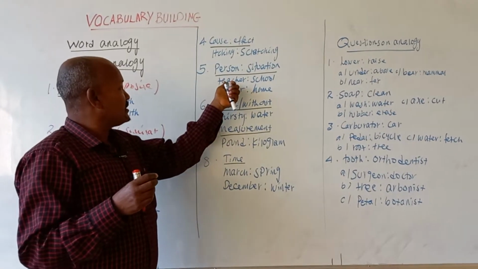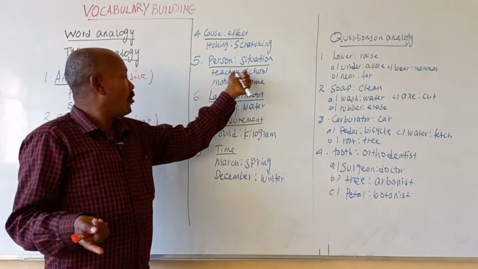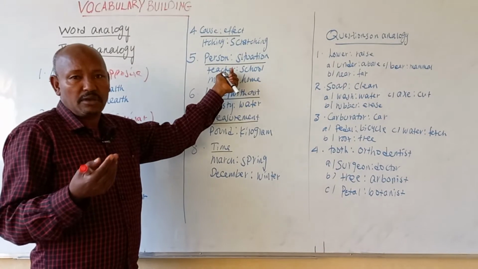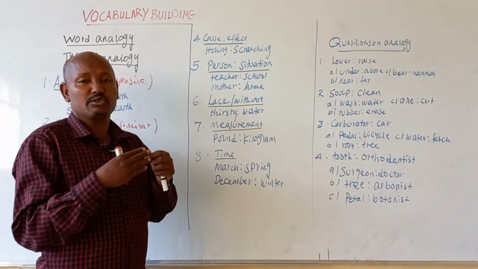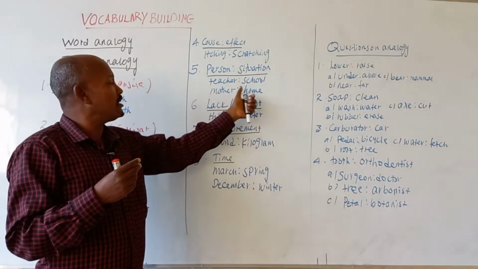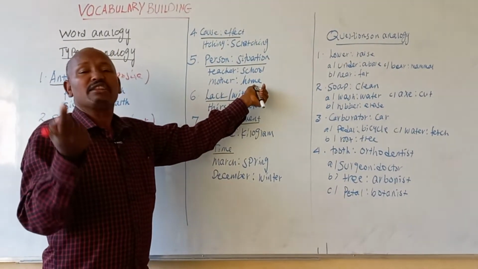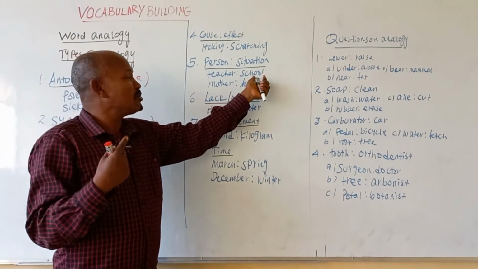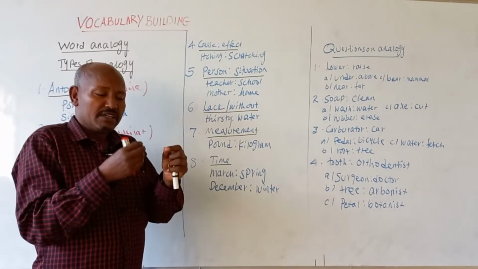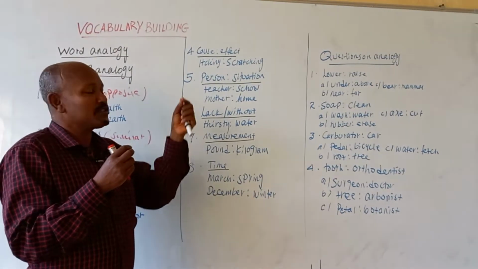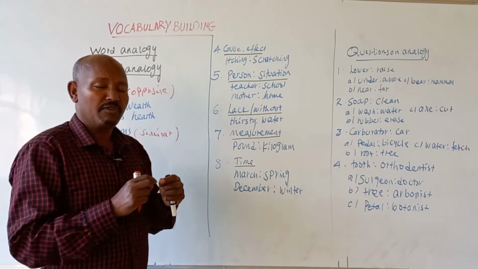For instance, here there is a relation between teacher and school. School is the place where a teacher works, or a teacher is a person who works at the school. So the teacher-school relation is person-situation. And here, mother and home. Where does the mother live or stay? At home. So home is the situation where a person is found. A school is a situation or a place where a teacher works. Such a context or relation shows person to situation. This is also another key strategy for expanding our vocabulary knowledge.